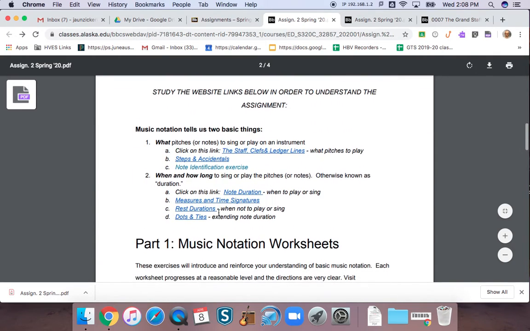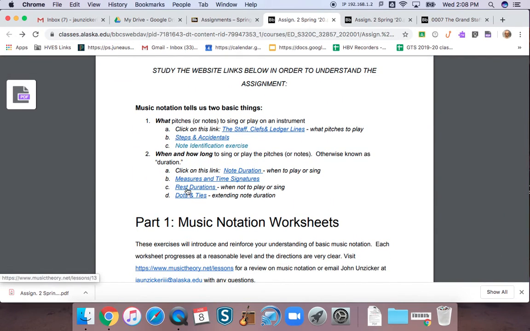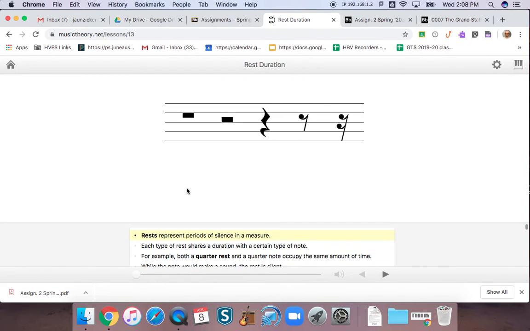All right, so that's that little lecture, and then there's rest duration. So this is when to not play. These are symbols of when to not play, and each type of rest shares a duration with a certain note. So this whole note was 4 beats. This rest is 4 beats. Half note is 2 beats, or we make silence for 2 beats, or quarter note, quarter rest. Don't make any sound for a beat. Eighth, don't make any sound for half a beat. How do you know how long half a beat goes by? Well, it just takes time. 16th, or don't make any noise for a 16th of a beat.